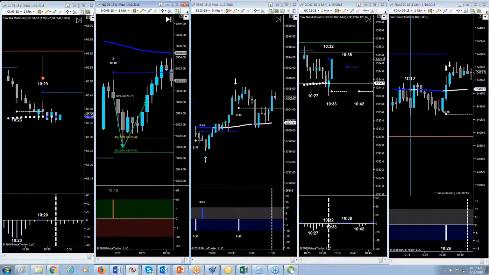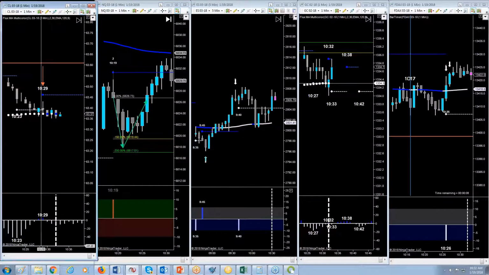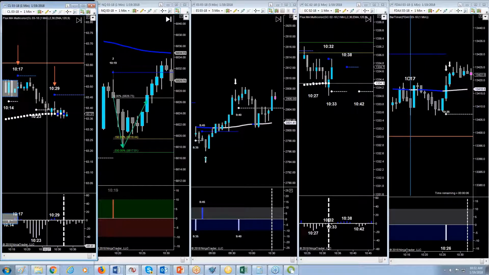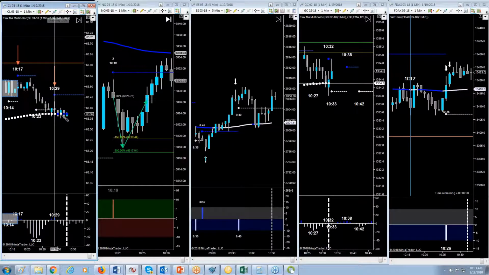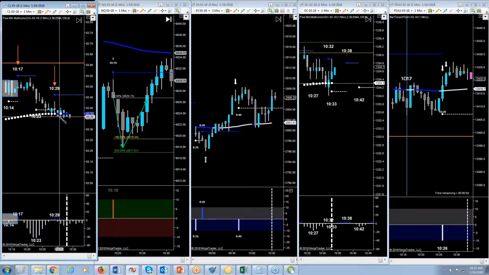Okay, if you're getting different signals, work with the ones on your screen. The purpose of today is just to demonstrate the exercises to show the possible entries. So at 1029, you have a valid short in CL as of this candle, which closed below the moving average right there.